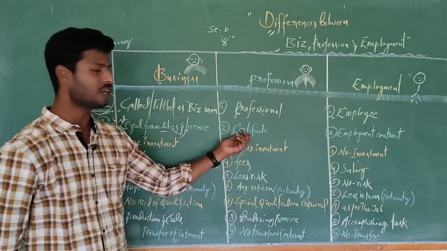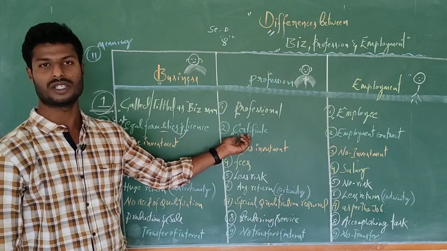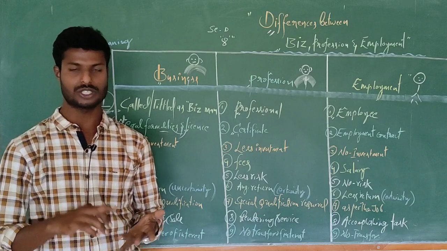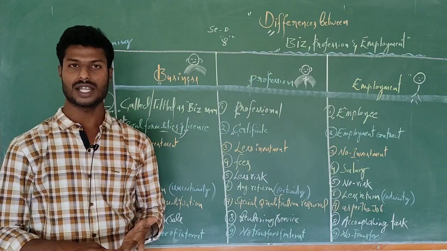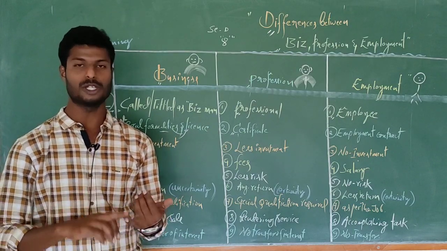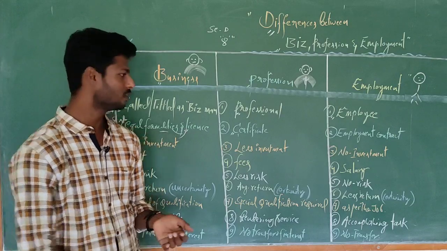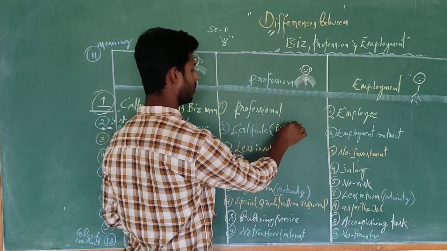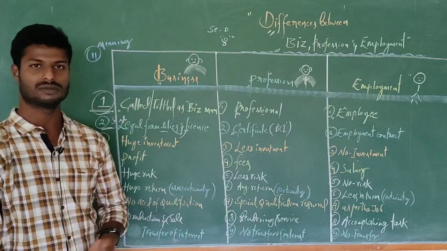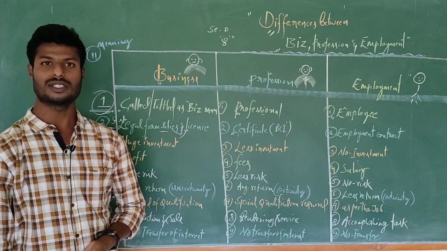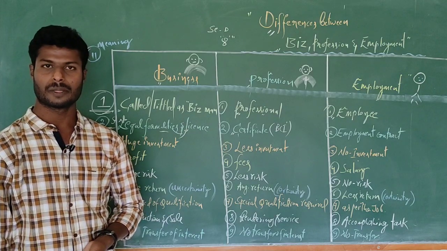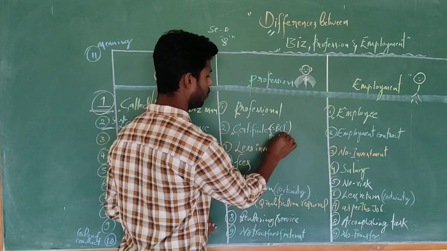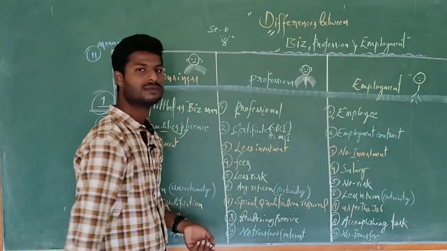Thus, profession requires a certificate from authorized bodies or authorized departments, for example for lawyers, chartered accountants and doctors. For lawyers, the Bar Council of India, BCI, must provide a certificate to render services to the public. Then for doctors, the Medical Council of India.